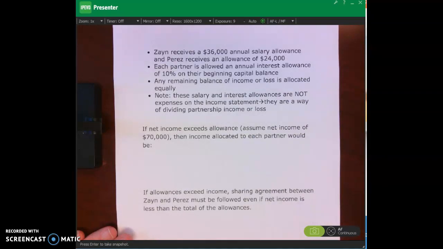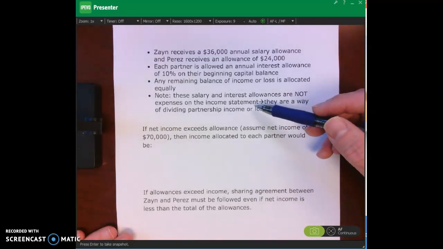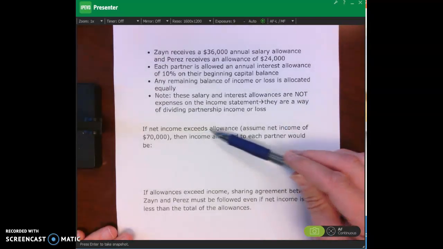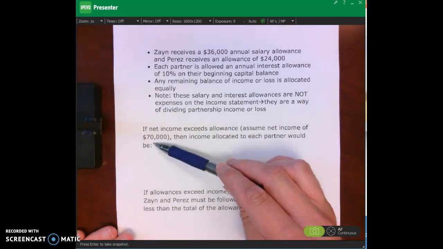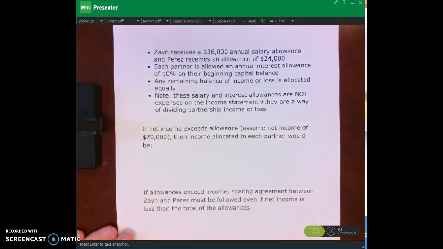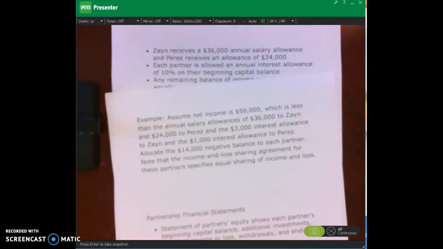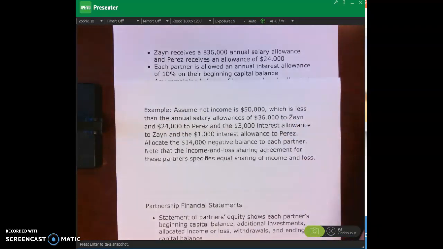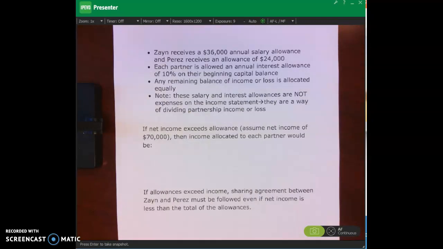Okay. So I think what I'm going to do now is I'm going to stop this lecture video, and then I'm going to pick up on the next lecture video to talk about 2 different situations where net income exceeds the allowance. So let's assume net income of $70,000. And then let's look at a different situation on the next page where net income is only $50,000, which is less than the total allowances. Okay. So we'll look at those 2 situations starting in the next lecture video.